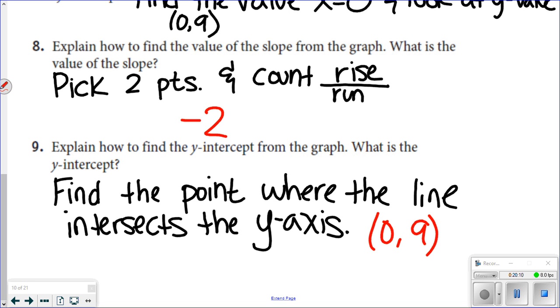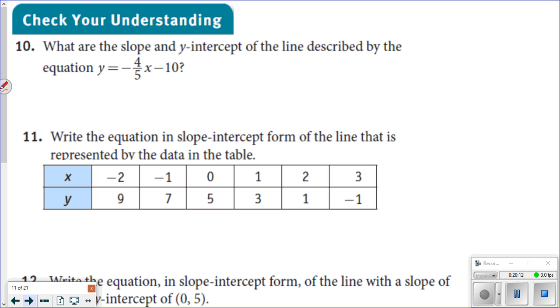All right, question 10. You can answer on your own. Actually, why don't you do 10, 11, 12, and 13? Go ahead and pause the video. You can do it. I believe in you. 10, 11, 12, 13.